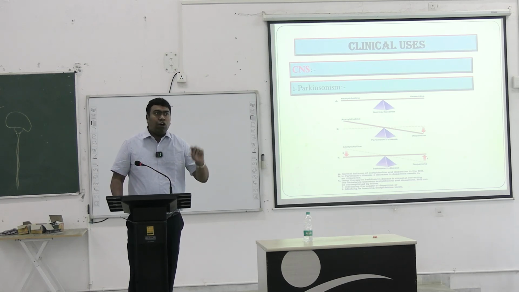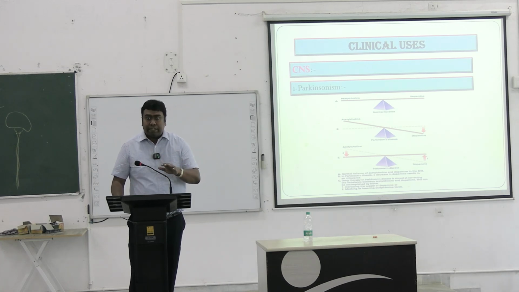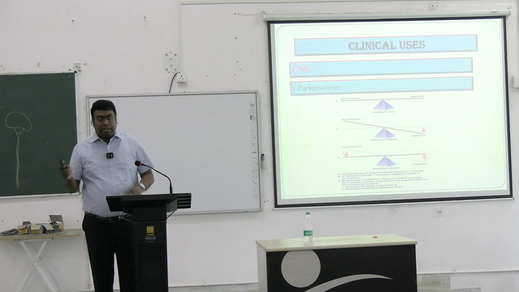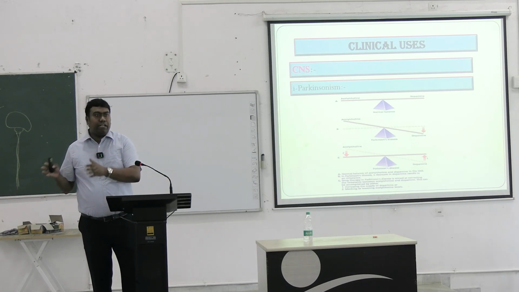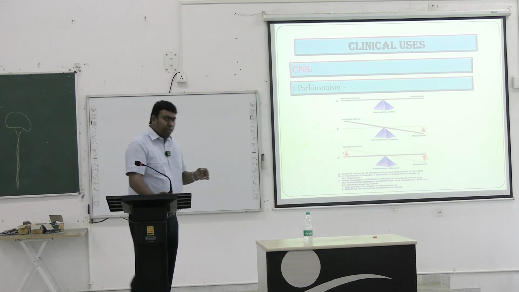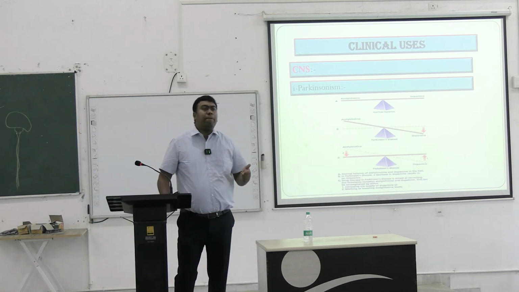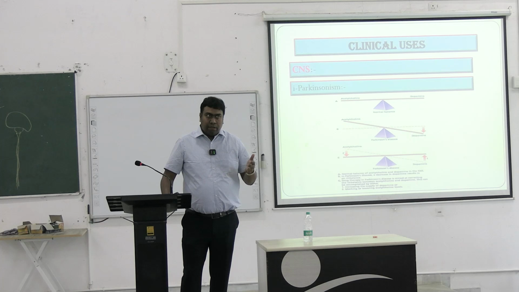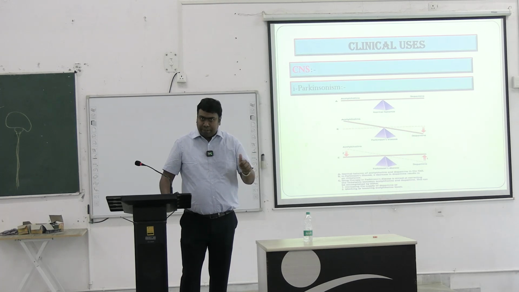So the drug of choice of Parkinson's disease is levodopa along with carbidopa. Why levodopa? It converts into dopamine inside the CNS after crossing the blood-brain barrier. And why is carbidopa given? Carbidopa prevents peripheral decarboxylation, the peripheral metabolism of levodopa. So what happens? Levodopa goes inside the brain and then converts into dopamine. This is the drug of choice.